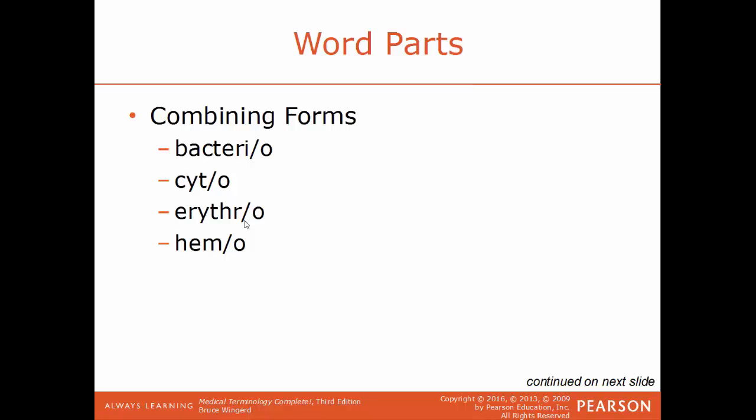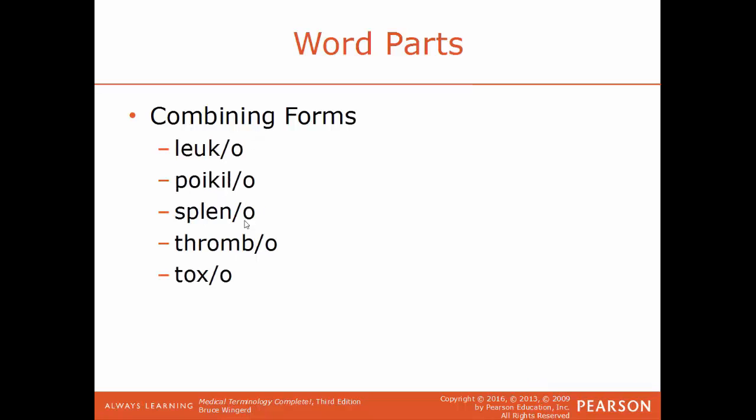All right, now we'll talk about some combining forms with our word parts. Bacterio is reference to bacteria. Cyte or cyto is reference to cell. Erythro is reference to red. And hemo is reference to blood. Leuco is reference to white. Next term, poikilo is reference to irregular or varied. Spleno is reference to the spleen. Thrombo is reference to a clot. And toxo is reference to poison.